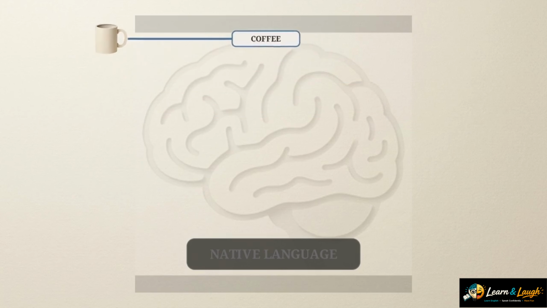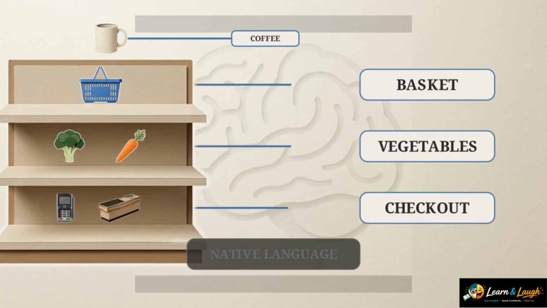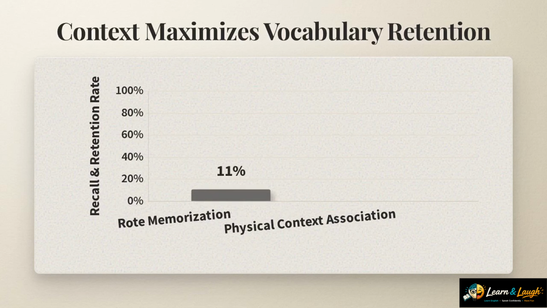On day 2, you take this to a supermarket. The map expands to include environmental nodes. As you walk past shelves, the physical context triggers immediate connections to words like basket or checkout, accelerating your real-time recall speed. This chart compares retention rates.